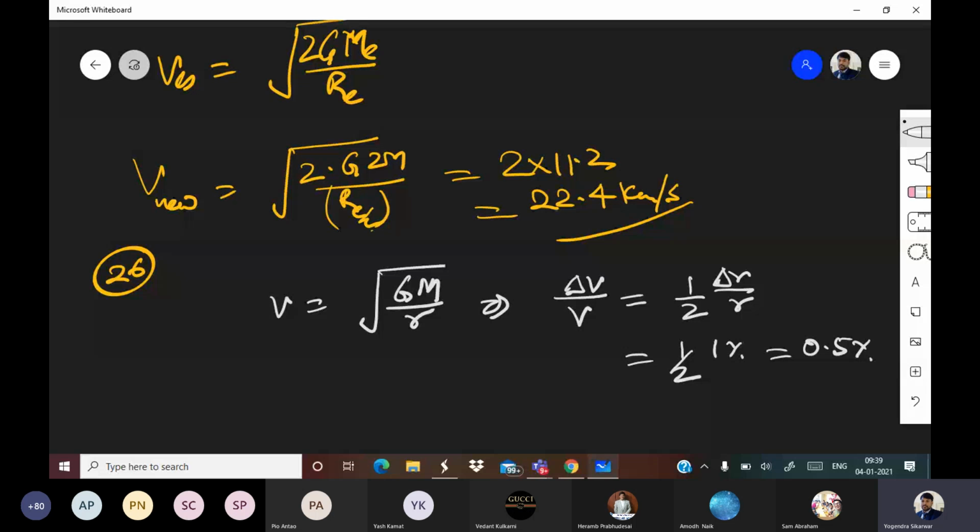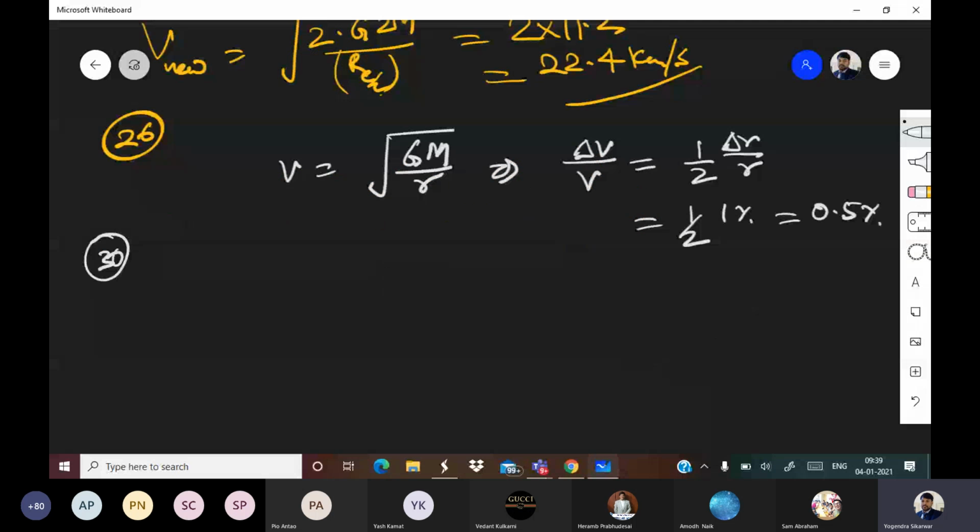Let me discuss one more, the 30th, because then Sam will be happy. Three identical metal balls, each of radius r, are placed touching each other on a horizontal surface such that an equilateral triangle is formed.